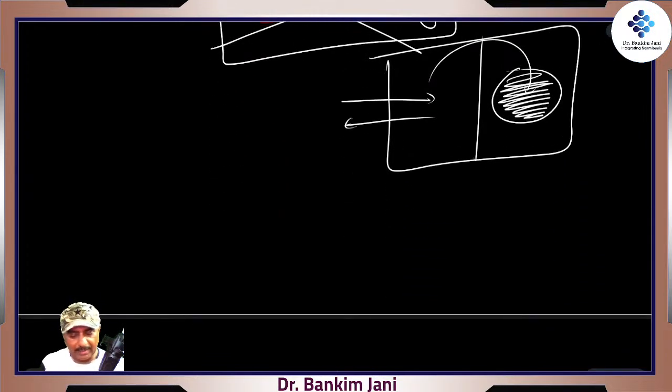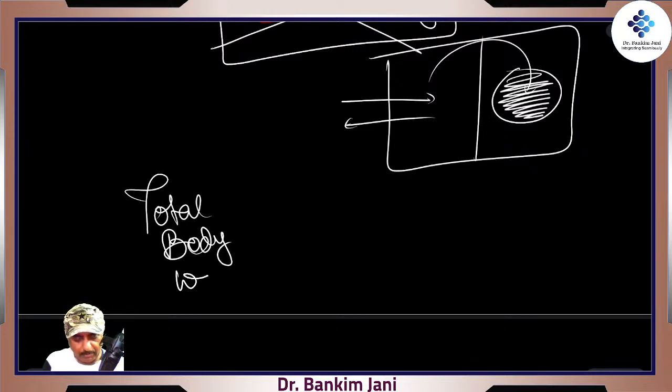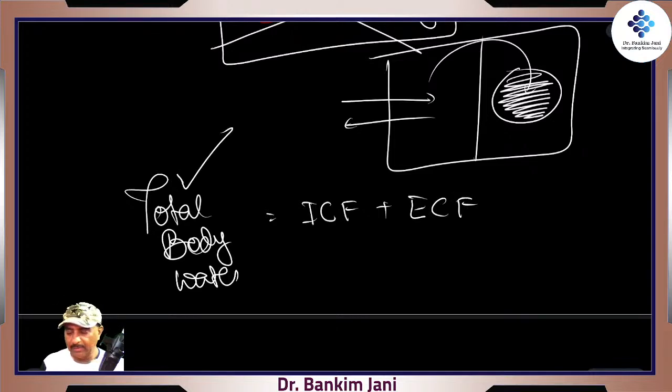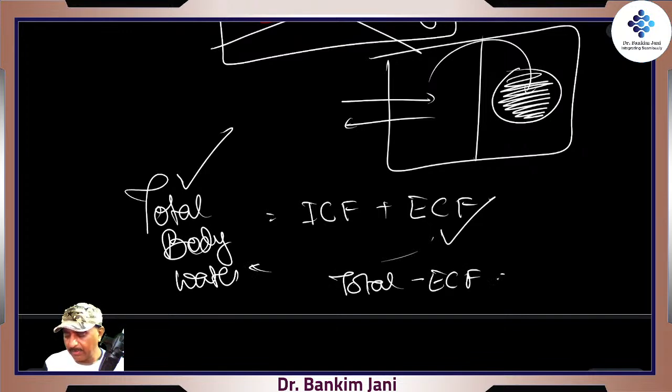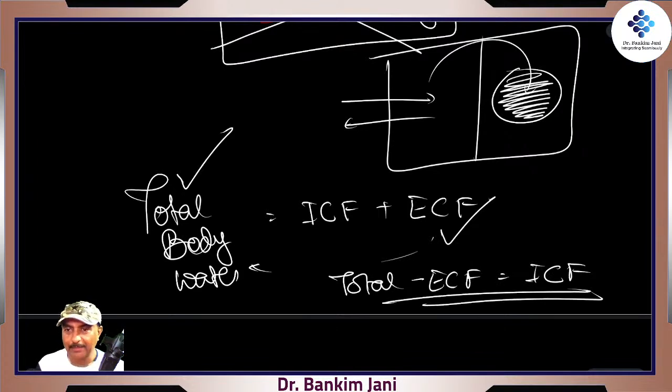The logic is that total body water is equal to intracellular fluid plus extracellular fluid. If we can measure total body water and ECF, the problem is solved. Take ECF to the other side: total minus ECF gives ICF. Done. Trillions of cells, impossible to measure individually. So this is the concept. Once you have understood the concept, now we'll work on it.